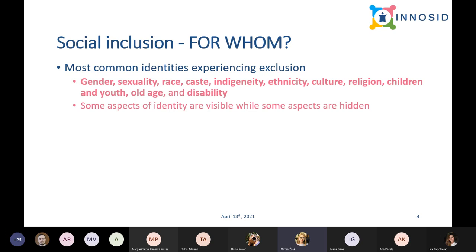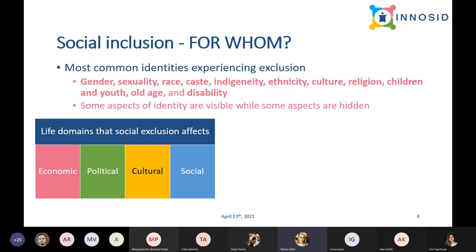It is important to observe that some aspects of identity are visible, while some aspects of identity are hidden. But what is certain is that social exclusion actually affects many areas from different life domains, such as economic, political, cultural, and social. So many opportunities and rights from each of these life domains we usually take for granted, or actually not think about them at all.